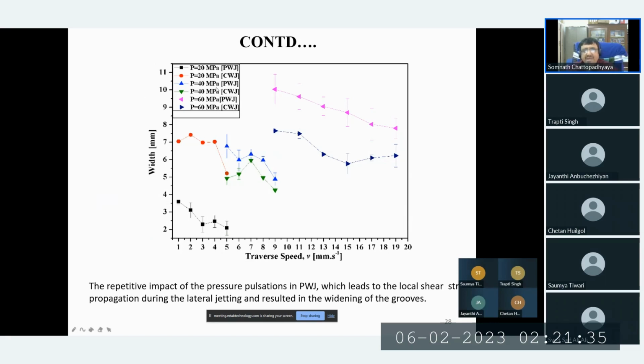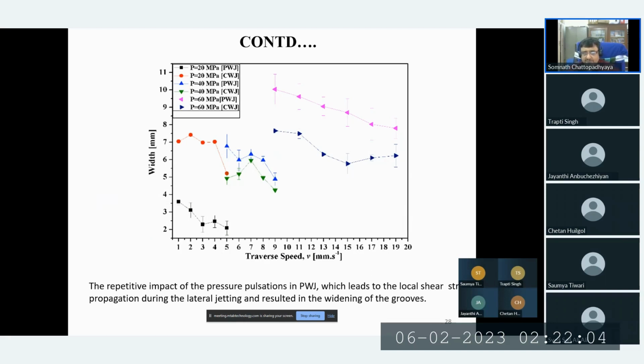So 20 megapascal with pulsating water jet, 20 megapascal with continuous water jet, and all sorts of color combinations with CWJ and PWJ are critically compared to find out that PWJ, even at lower pressure, is giving very good results comparable to the higher pressure one. But the only thing is the question of dimensional accuracy and surface finish, which may not be that great in the case of PWJ.